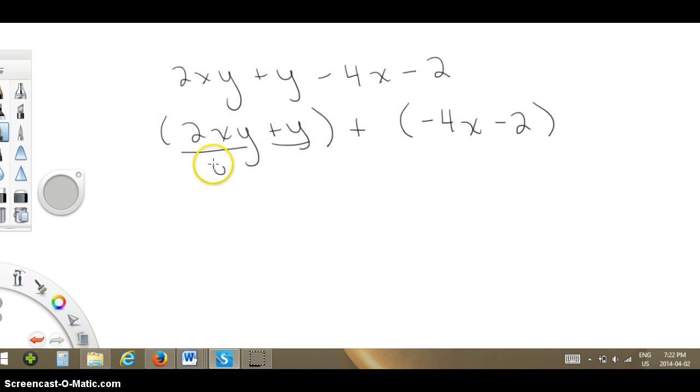Well, there's a common factor of y. Y is common for the first and the second term. So I put y in the front, and I say what's left? Well, 2xy divided by y is 2x. Or you can say y times what will give you 2xy.